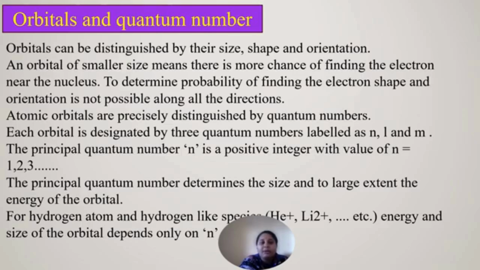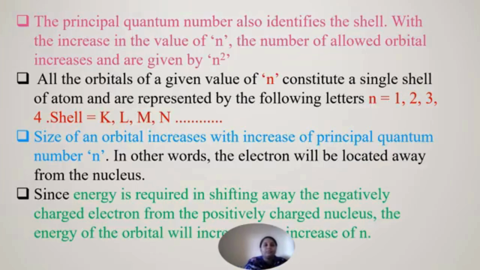This principal quantum number determines the size and, to a large extent, the energy of the orbital. For the hydrogen atom and hydrogen-like species, the energy and the size of the orbital depend upon n. The principal quantum number is also identified with the shell number. As the value of n increases, the number of shells also increases. The number of orbitals in a shell is given by n square.